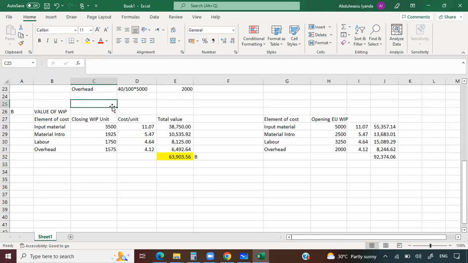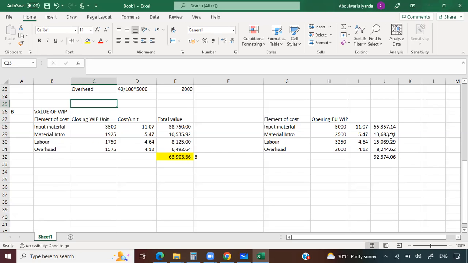So I am basing the value of my work in progress on what I close with. FIFO says first in, meaning that the opening work in progress has been treated. It has been completed. But if it is LIFO or weighted, the value of work in progress will be that of the closing. I hope everybody gets this. In FIFO, whatever I start with, that opening work in progress, is already completed.